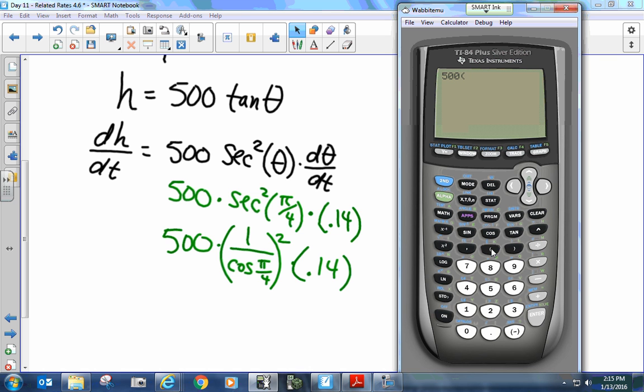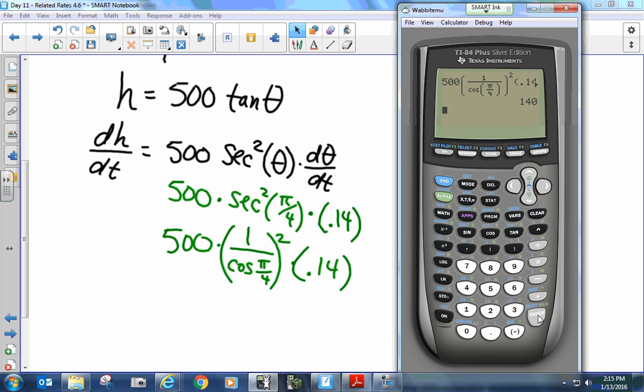times. I'm going to put my fraction here, because it is 1 over the cosine. I'm going to do a fraction here. And I'm going to put pi over 4. Bang. Close that bottom parenthesis. Close the parenthesis for the fraction, but that's squared. Times 0.14. 140.